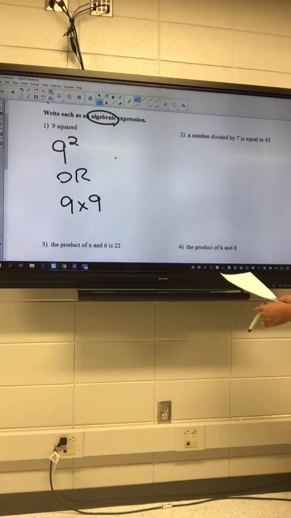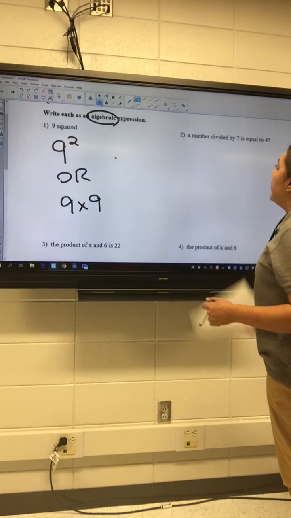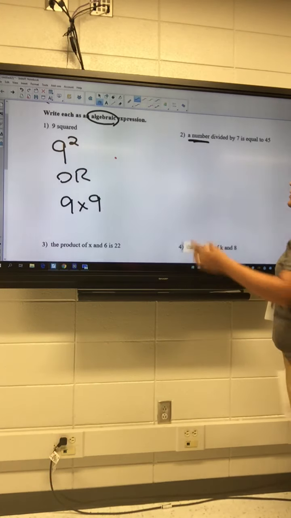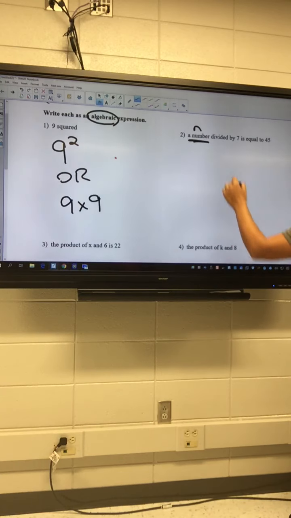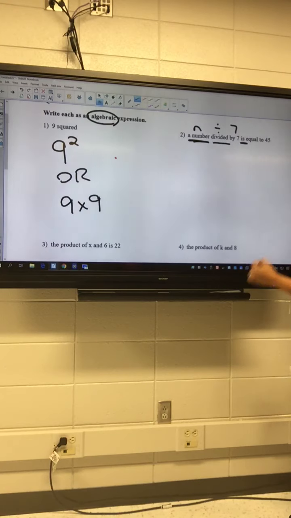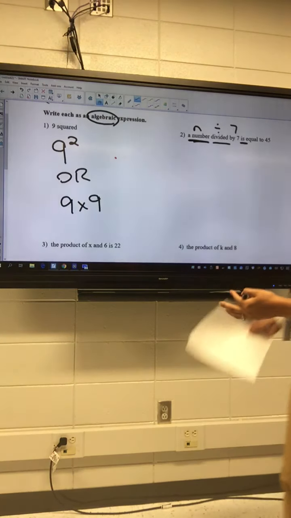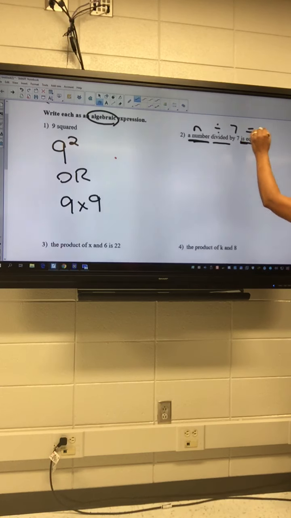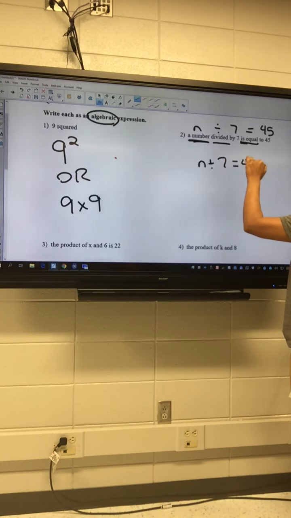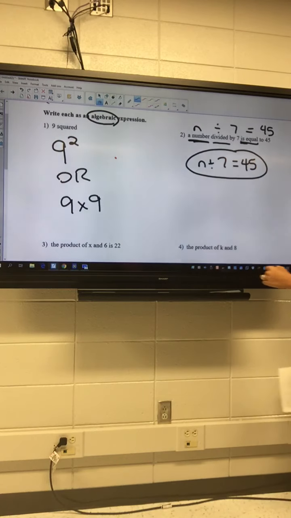I'm going to just do 2 just because. So it says a number. So a number can be any variable. In this case, we'll just say n. Divided means divide by 7. Is always means equals. In this case, it says is equals to 45. Break them apart piece by piece. So it's really n divided by 7 equals 45. That's our expression. We are not evaluating. Evaluate means solve. We are writing the expression.